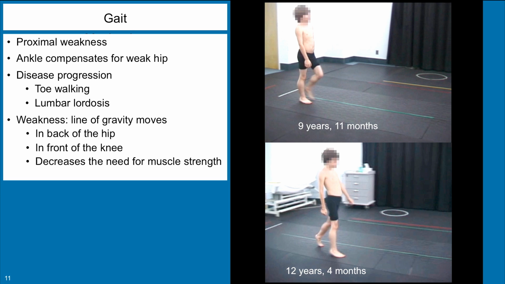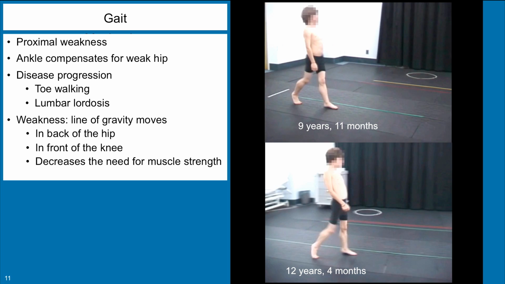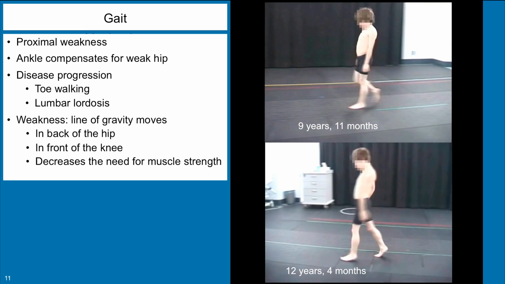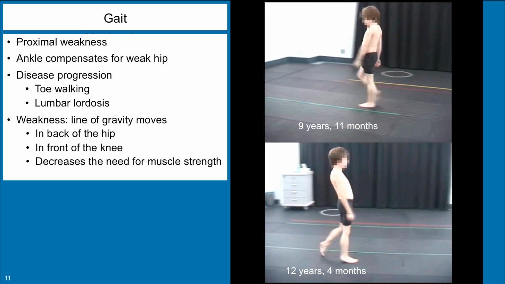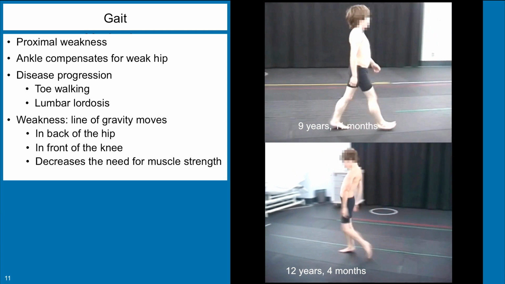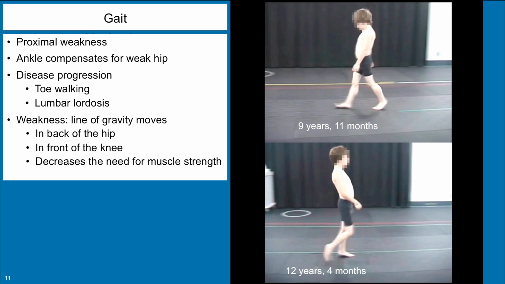So when we watch this boy, we're going to see him walking at 9 years of age, and then we're going to see him walking at 12 years of age to look at progression. So at 9, we can see that his foot is not hitting with a heel strike, but it's more of a foot flap position. So that is an abnormality. And we see a little bit of curve in his back.